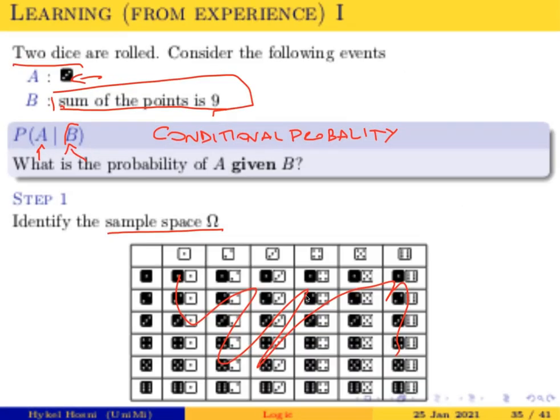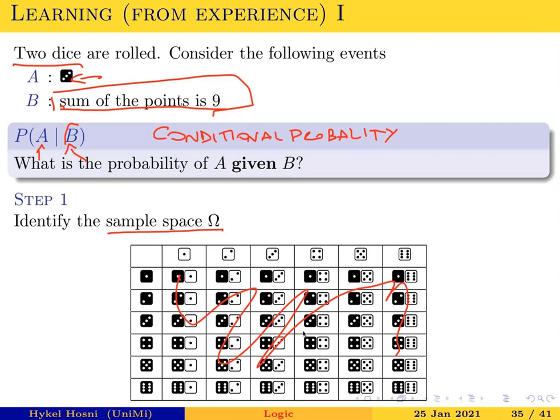And what I mean by this is, suppose you're not conditioning. So what's the probability of A? The probability of A is this thing.